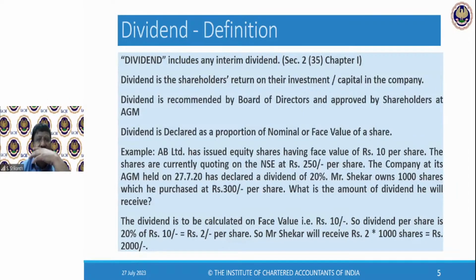Definition as usual. Stupidest definition. Dividend includes interim dividend. Chalo, thank you. Which means what? All provisions applicable to dividend will apply to interim dividend also. Whenever they say dividend, it includes interim dividend also. So don't ask whether this will apply to interim dividend. It will. Because dividend includes any interim dividend.